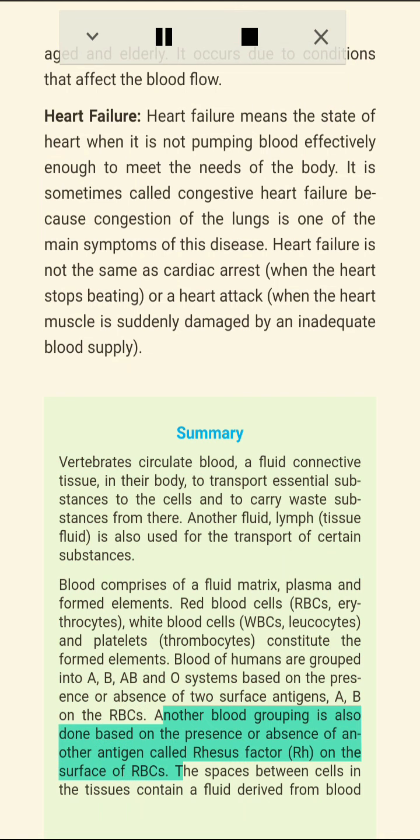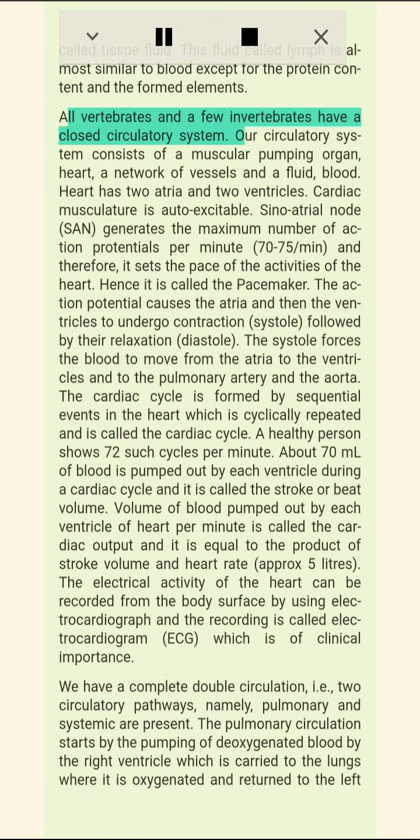Blood of humans is grouped into A, B, and O systems based on the presence or absence of two surface antigens, A and B, on the RBCs. Another blood grouping is also done based on the presence or absence of another antigen called rhesus factor, Rh, on the surface of RBCs. The spaces between cells in the tissues contain a fluid derived from blood called tissue fluid. This fluid, called lymph, is almost similar to blood except for the protein content in the formed elements. All vertebrates and a few invertebrates have a closed circulatory system.